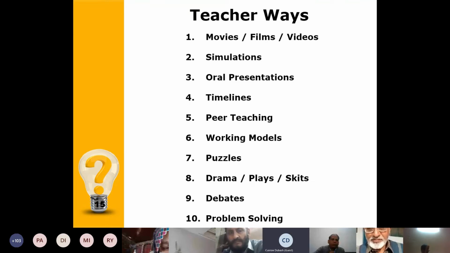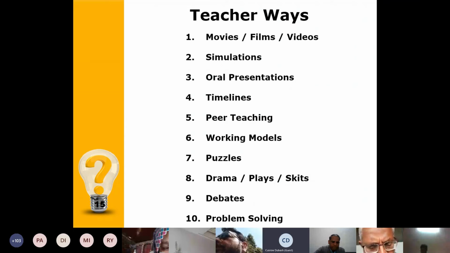Puzzles are a great way to teach critical thinking. Find them. नेट पे बहुत है, पेपर एंड पेंसिल भी है, ऑनलाइन भी है, और एक्टिविटी बेस्ड पजल्स भी है. Find them and use them. Dramas, plays, skits, these are like movies, films. These are like, no, I'm sorry, they're not.